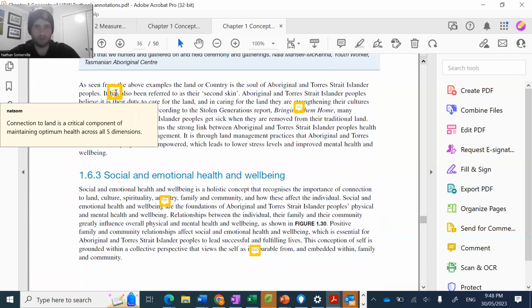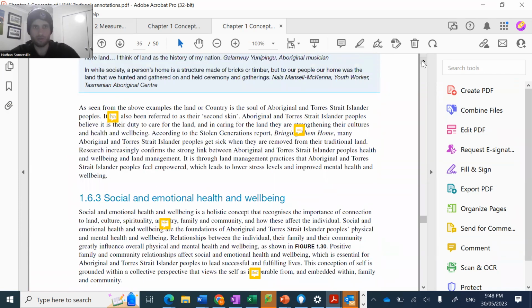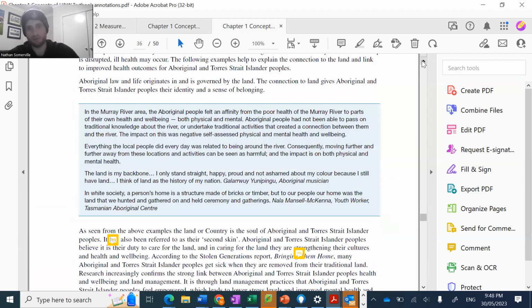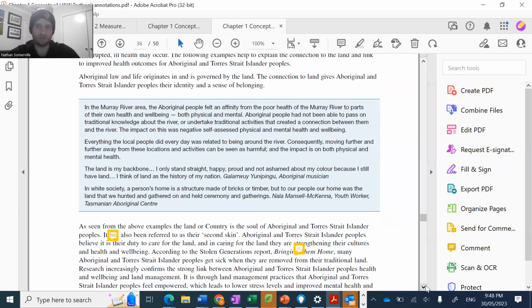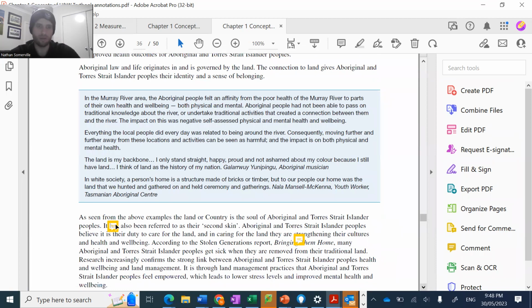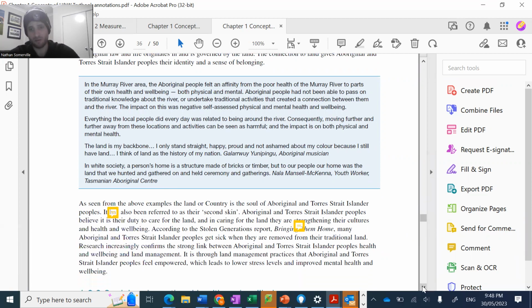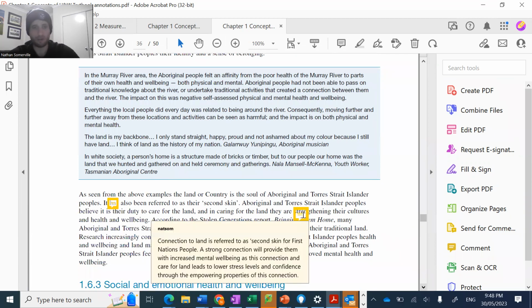The next part that we're going to be looking at is connection to land. So connection to land is somewhat interrelated to culture, but it's kept in a different section. So connection to land is a critical component once again, and it has implications across all 5 dimensions of health. It doesn't just affect physical health, it affects lots of dimensions of health.